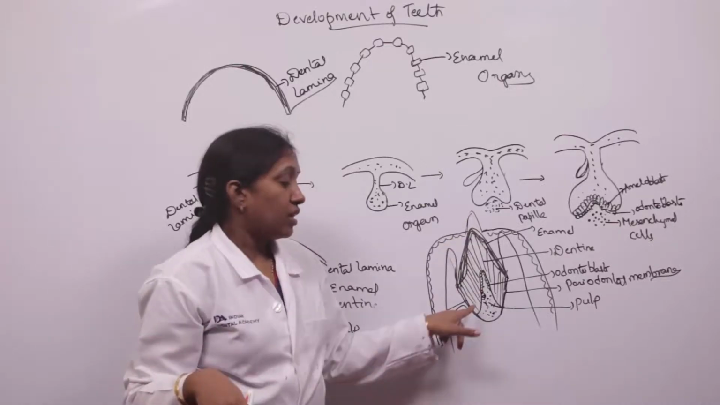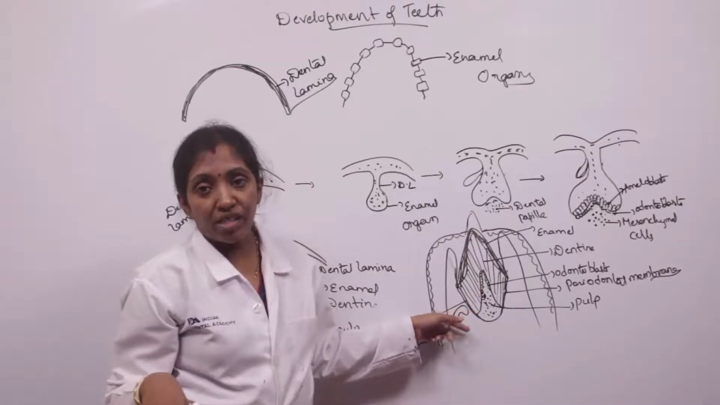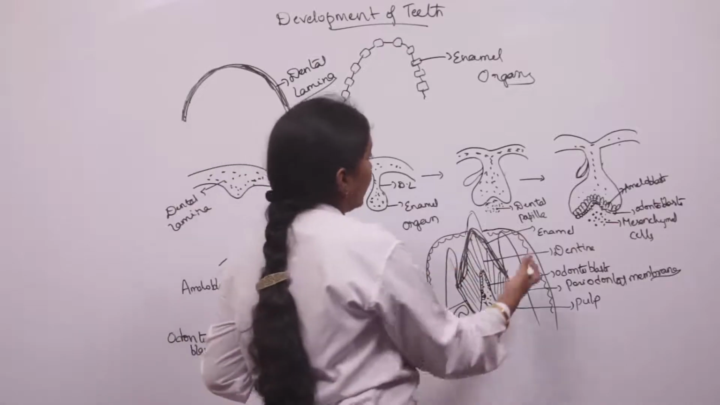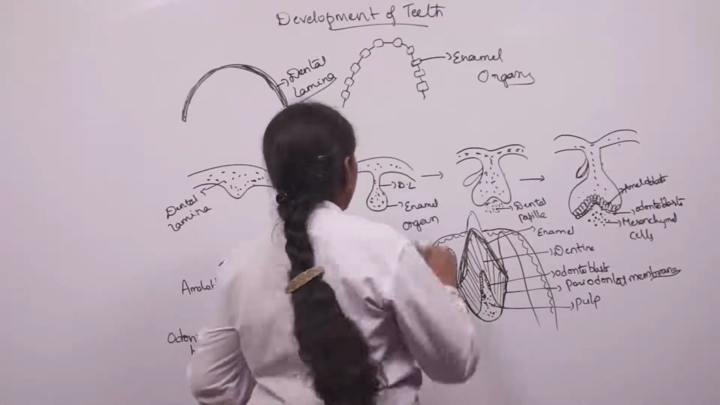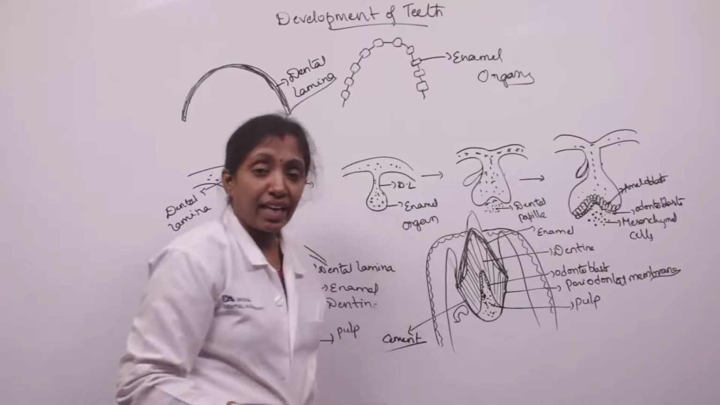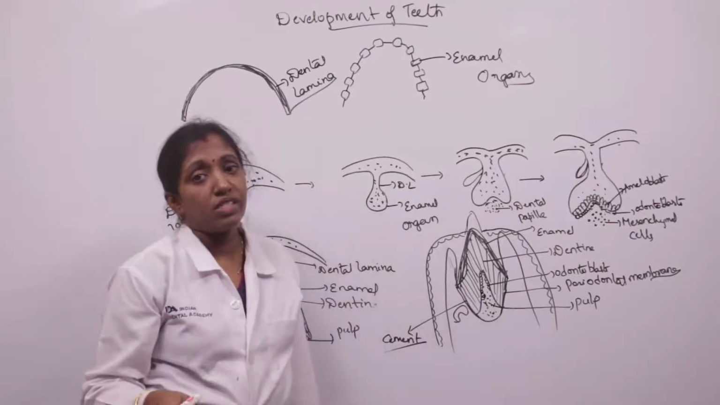permanent teeth. Here we have seen the formation of milky teeth. After that, these milky teeth shed off, and the buds from the dental lamina give rise to permanent teeth, and the process is similar.